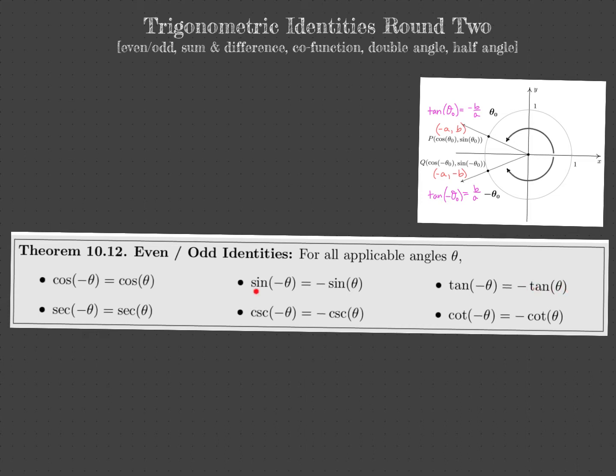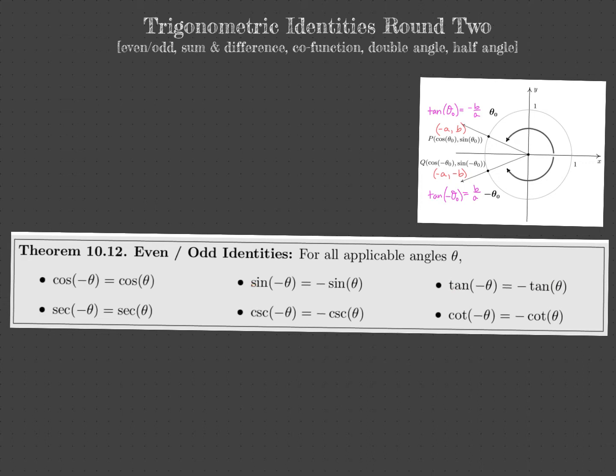It falls along the same lines as sine. So if we had the cosine of pi over 3 and the cosine of negative pi over 3, they're the same thing. Whereas if we had the sine of pi over 3 and the sine of negative pi over 3, they're opposites of each other.